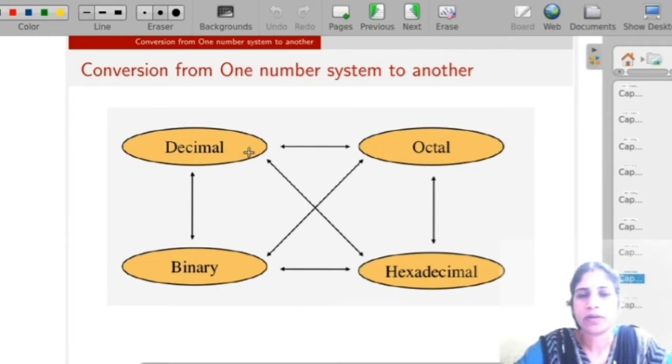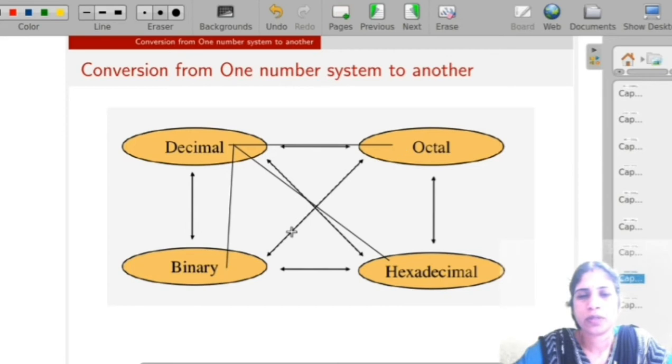Here we will discuss conversion from one number system to another, that is decimal to octal, decimal to hexadecimal and decimal to binary, which is categorized as decimal to any other number system conversion. Next is the opposite of that, octal, hexadecimal and binary number system to decimal, which is categorized as conversion from any number system to decimal number system.